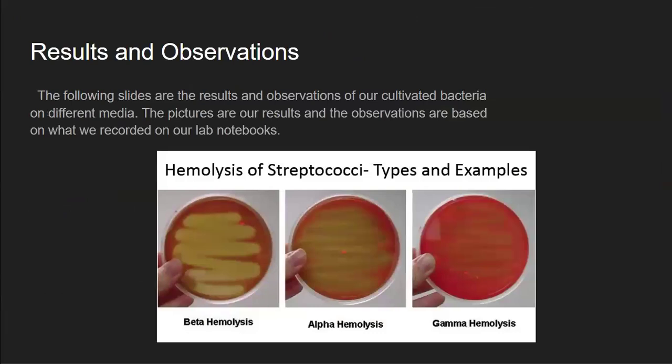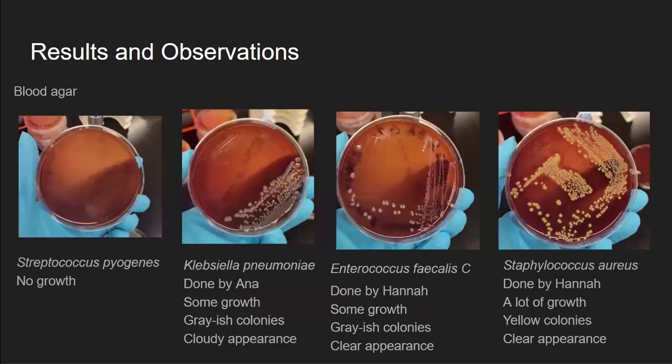So here are our results and observations. The following slides are the results and observations of our cultivated bacteria on different media. The pictures are our results and the observations are based on what we recorded in our lab notebooks. So let's start off with the blood agar. So these are our results in order.